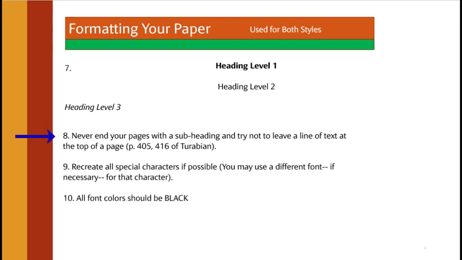Never end your pages with a subheading and try not to leave a line of text at the top of the page. Recreate all special characters, diacritical marks, etc. using another font for that character if necessary. All font color in a paper is black for readability, especially after copying. More information about the text of a paper is available from page 415 through 416 of Turabian.